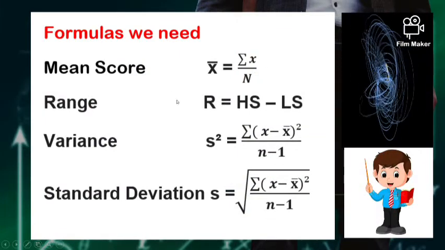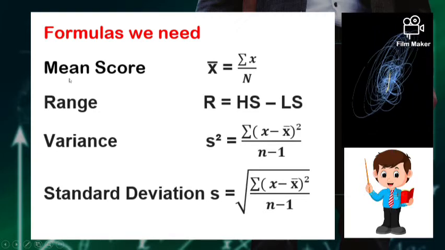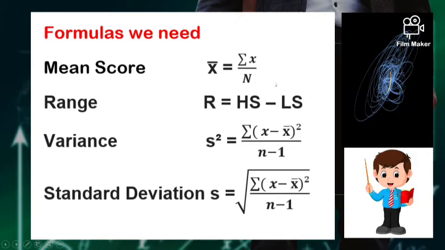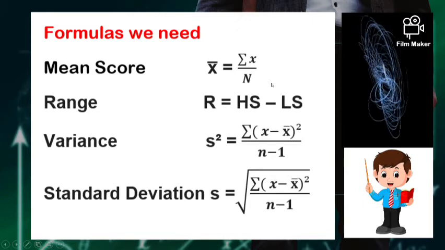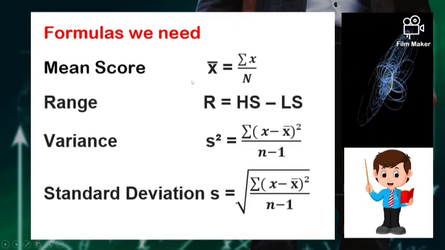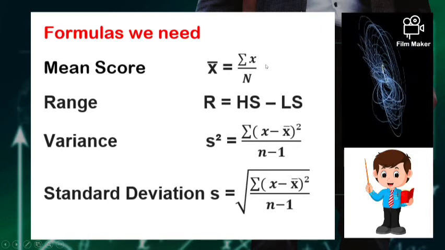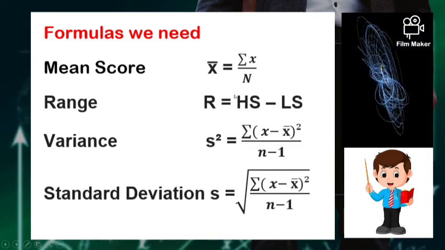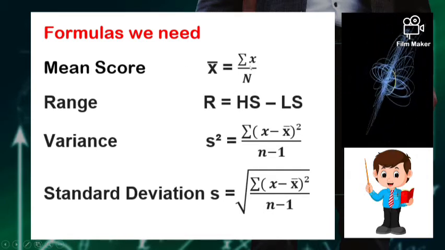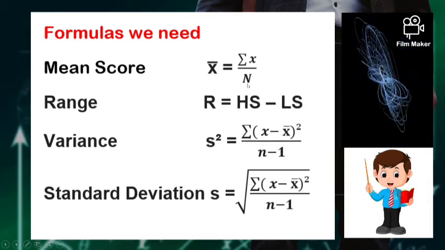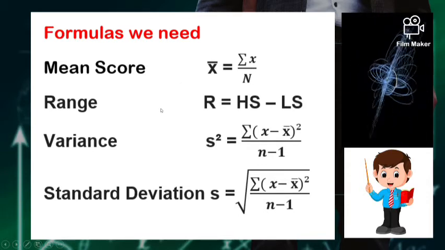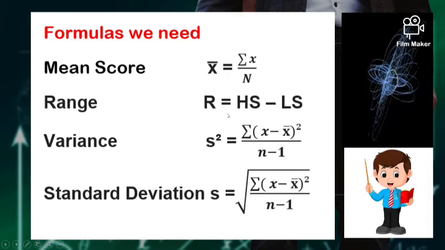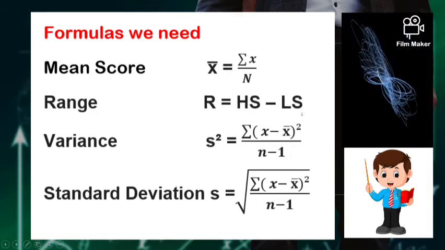We include here the different formulas. This includes the mean score, which you have already encountered in your measures of central tendency. This is also your average score, where the mean is equal to the sum of your scores over the total number of observations. You also have the formula for the range. It's very easy: R is equal to highest score minus lowest score.